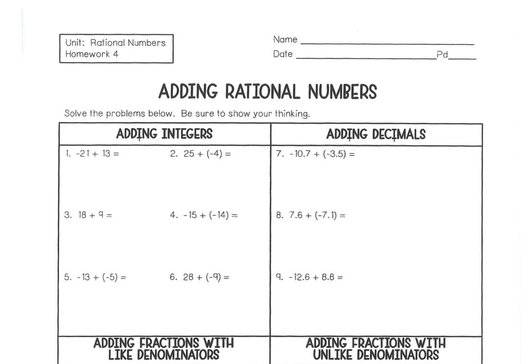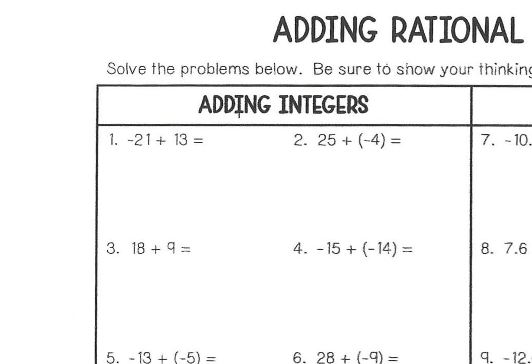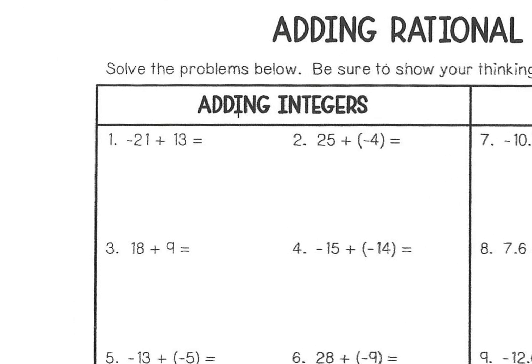We are going to talk about adding and subtracting rational numbers. We'll start with some basics with the integers. So when one number is negative and one is positive, you can subtract them. So I can go 21 minus 13, which is going to give me 8.